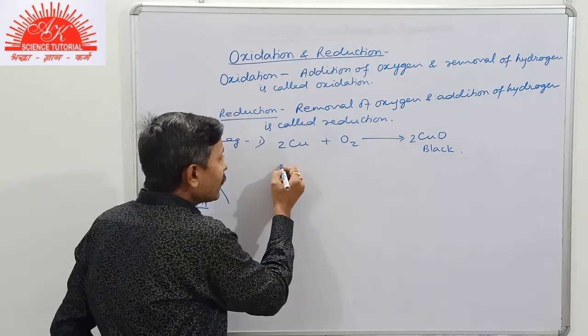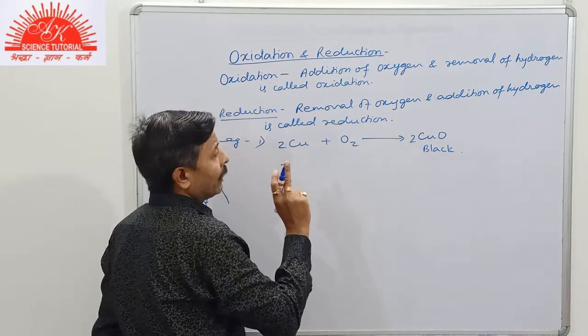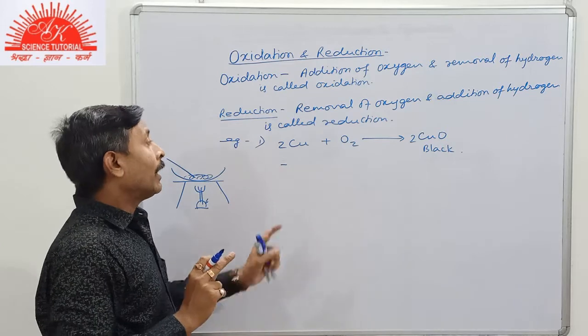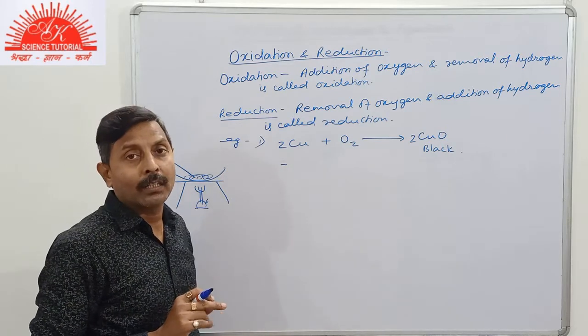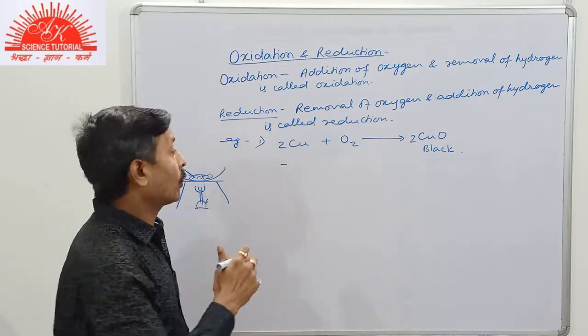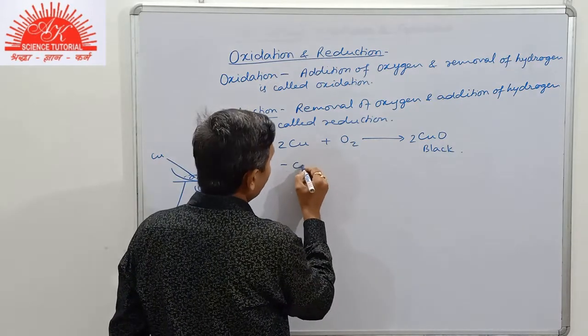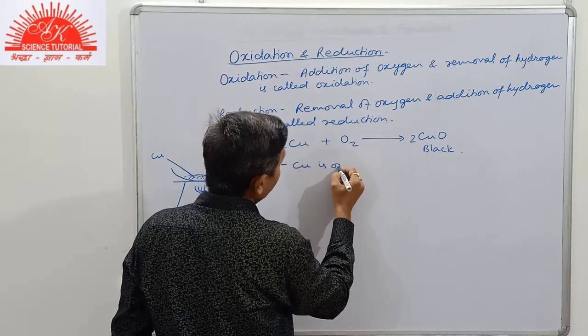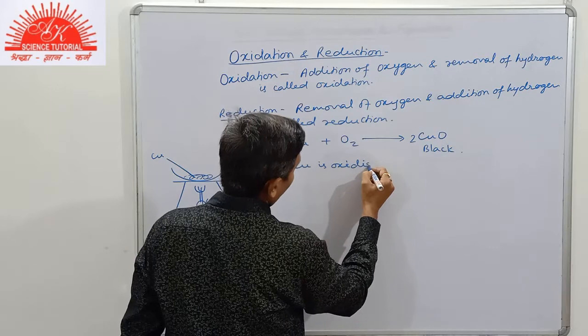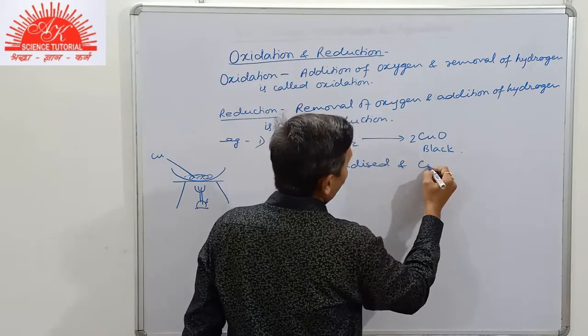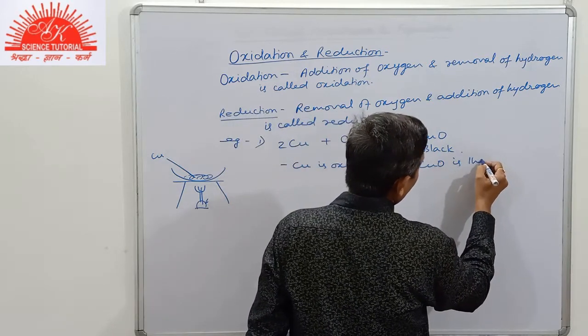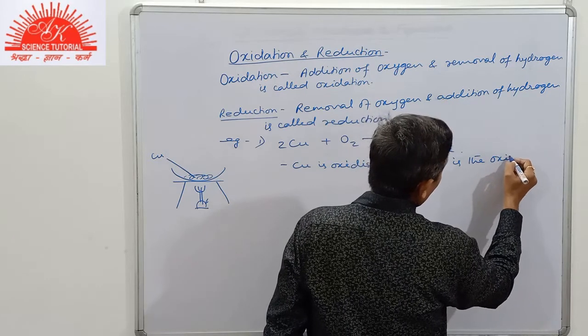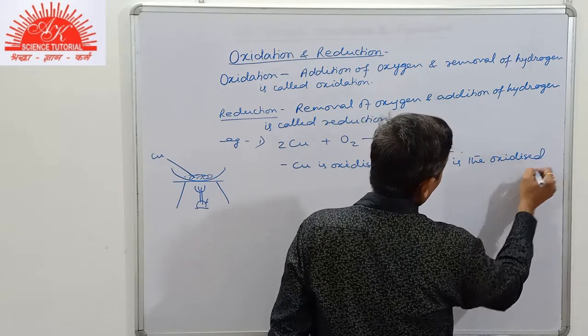Now we can write two things about the reaction: which substance is oxidized and what is the product of oxidation. So here we write copper is oxidized and copper oxide is the oxidized product.